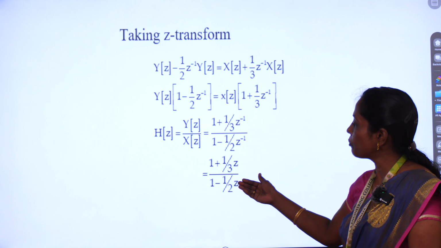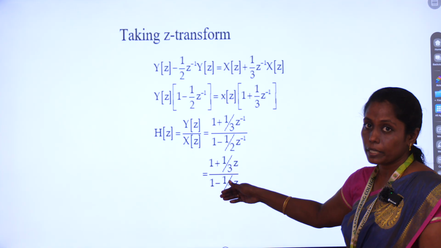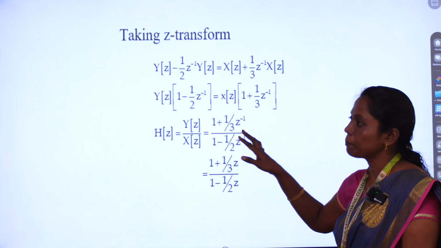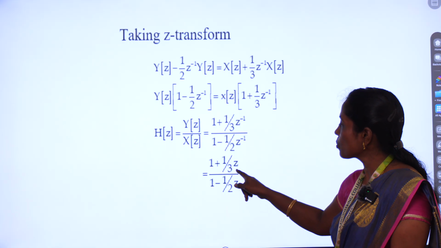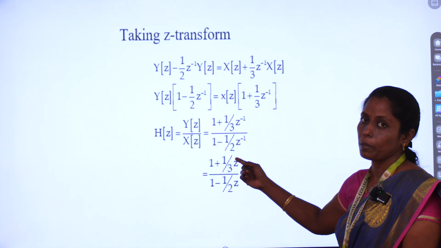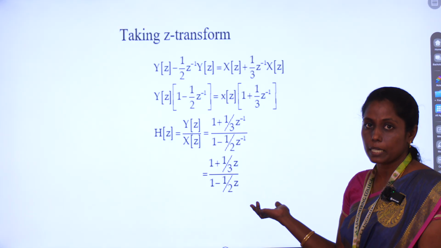So what is the rule for that? Obviously the denominator power should be greater than the numerator power. Now let us check the powers here. So z power 1 here, as well as in the numerator we have z power 1. Both powers are same. So if it is like that, we can't apply the partial fraction.